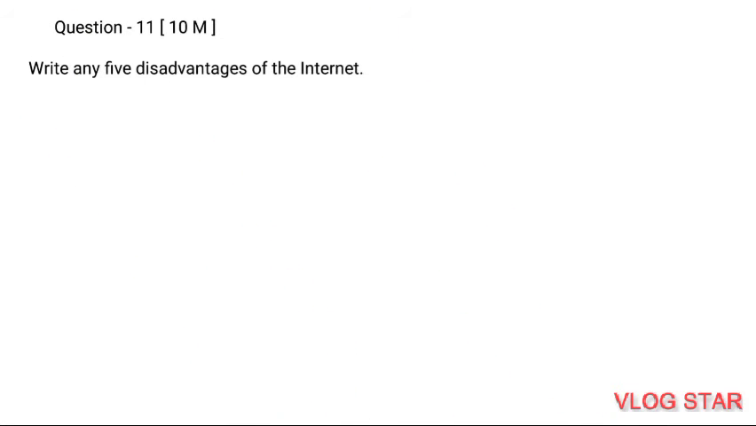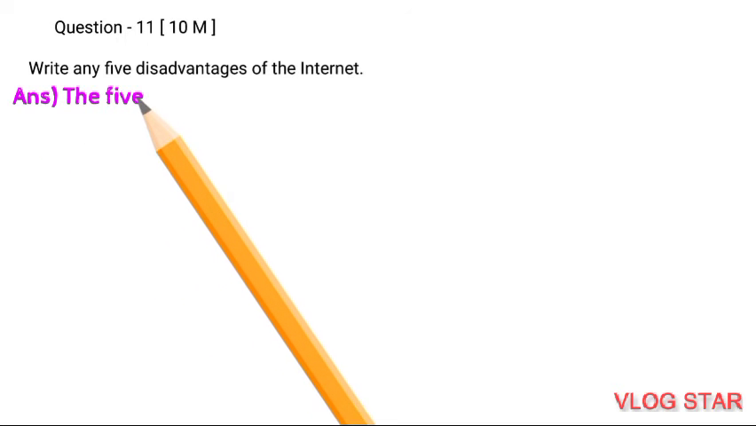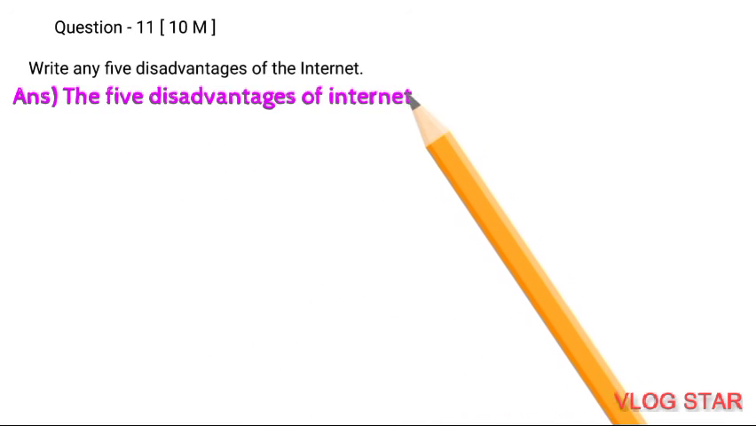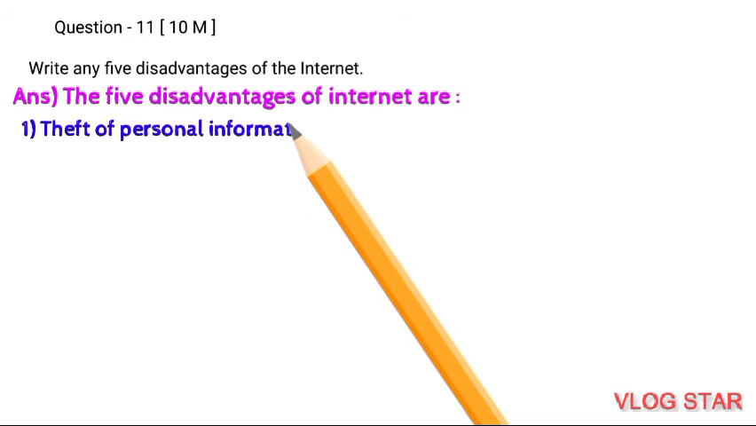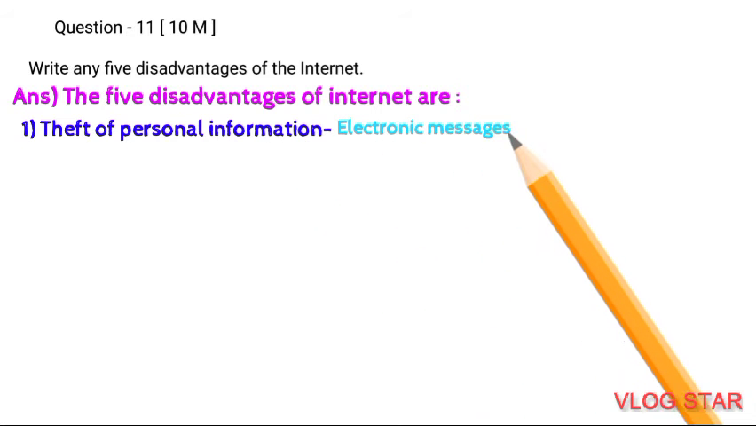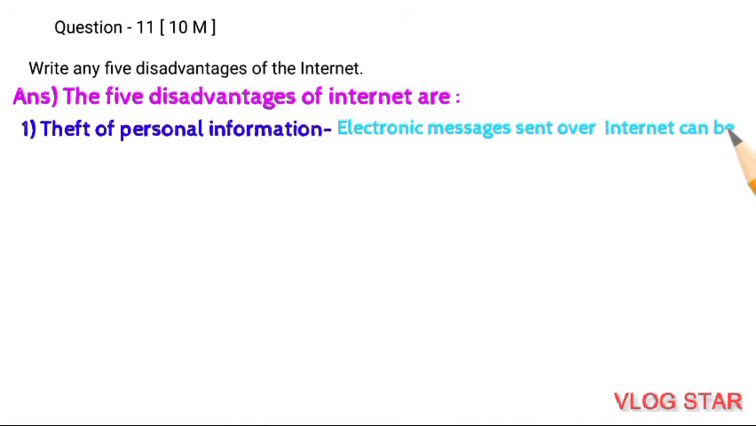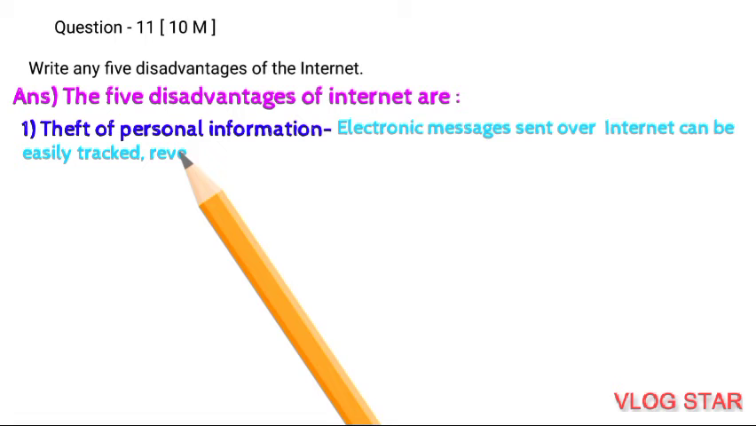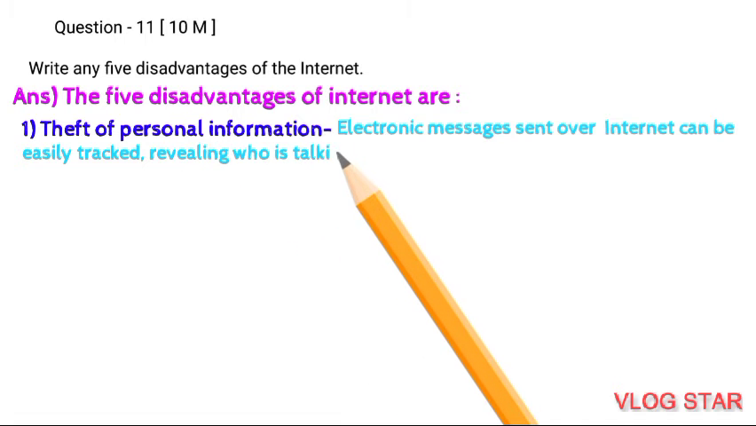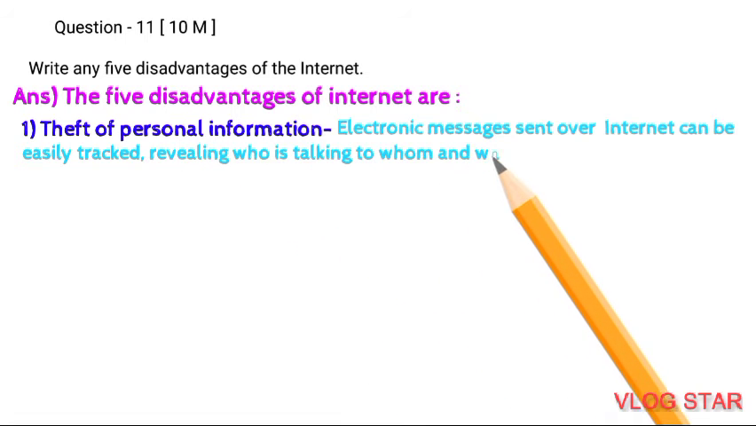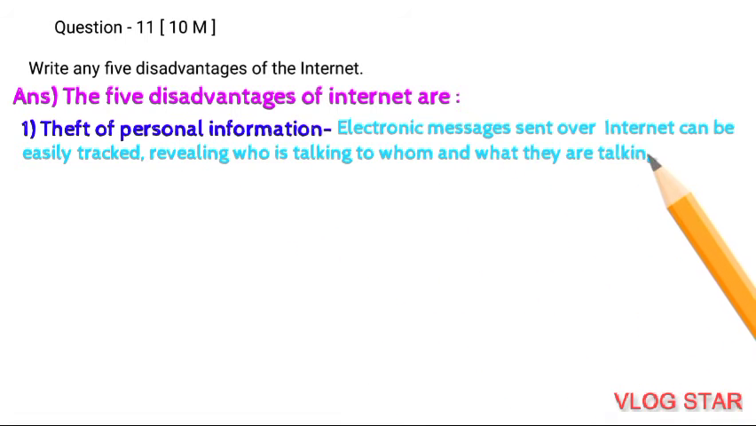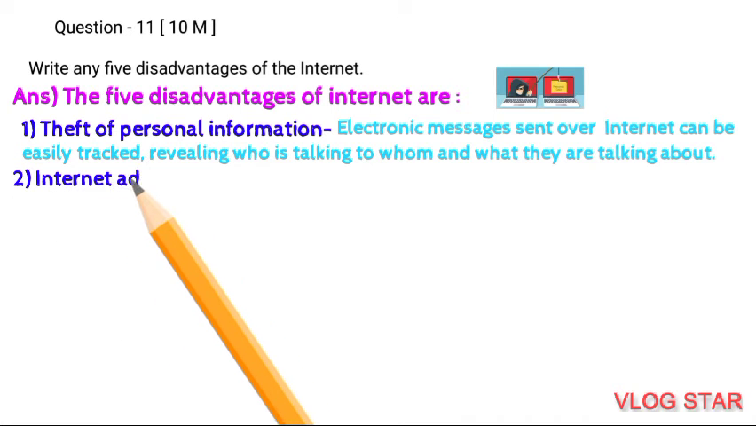Question number 11. It consists of 10 marks. Write any 5 disadvantages of internet. Answer. The 5 disadvantages of internet are: number 1. Theft of personal information. Electronic messages sent over internet can be easily tracked, revealing who is talking to whom and what they are talking about.